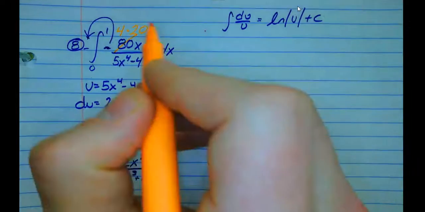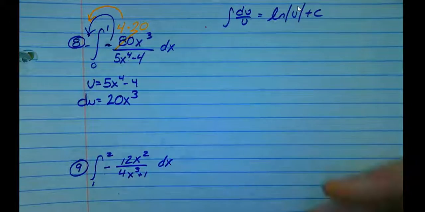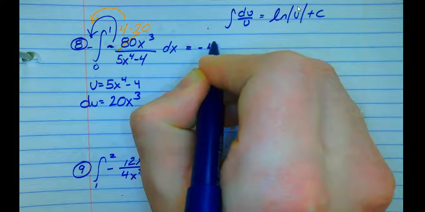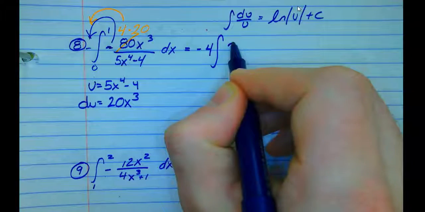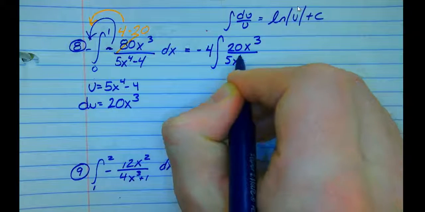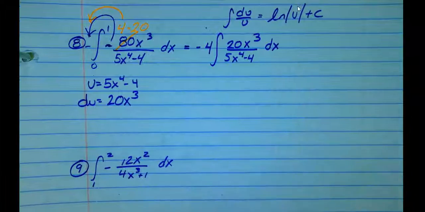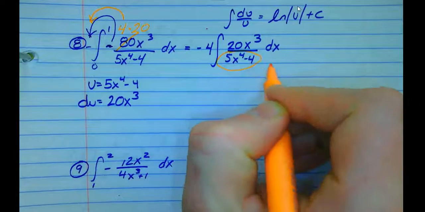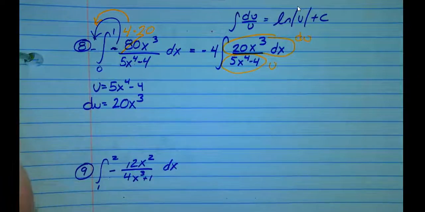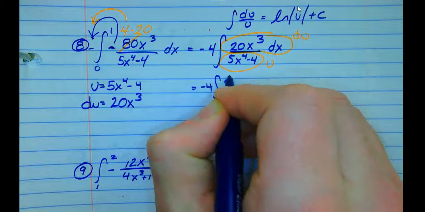And then this 4 can come out, and once you pull that 4 out, well, then you do have 20x to the third in the numerator. So it's going to be rewritten as negative 4, the integral of 20x cubed over 5x to the fourth minus 4 dx. Now we have the denominator being u and the numerator being du. Okay? So I can rewrite this as negative 4, the integral of du over u.